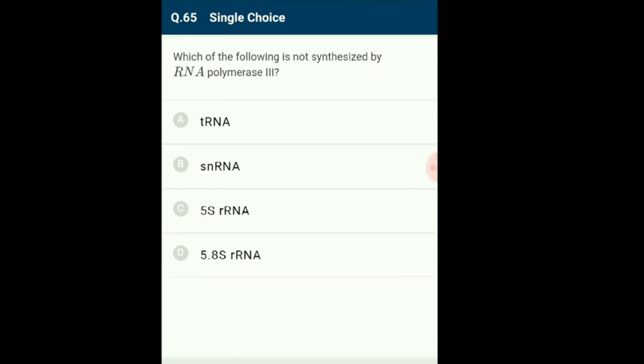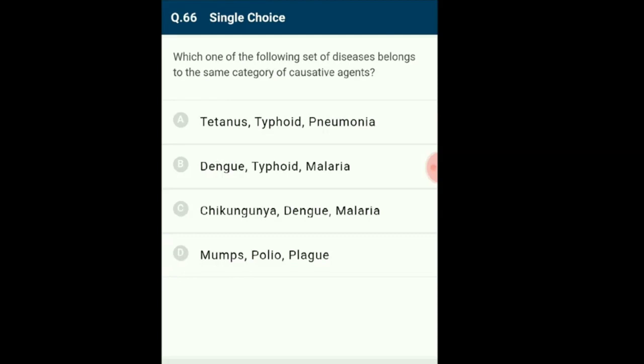Question number 65. Which of the following is not synthesized by RNA polymerase 3? In eukaryotes, 3 types of RNAs are synthesized by 3 different RNA polymerases. RNA polymerase 1 synthesizes ribosomal RNA. It is 28S, 18S and 5.8S. RNA polymerase 2 synthesizes the heterogeneous nuclear RNA, the precursor of mRNA. RNA polymerase 3 synthesizes transfer RNA, 5S ribosomal RNA and snRNA. So the answer for this question is option D, 5.8S ribosomal RNA.